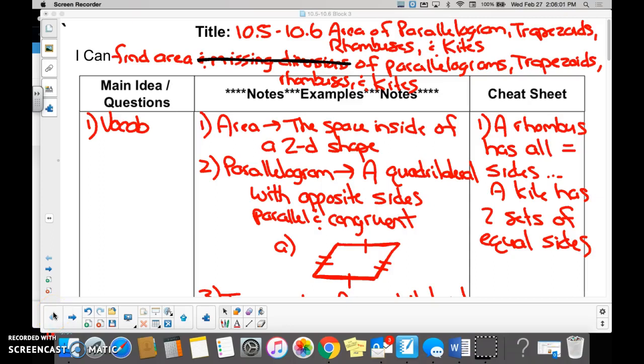10.5 to 10.6: area of parallelograms, trapezoids, rhombuses, and heights. I can find the area of parallelograms, trapezoids, rhombuses, and heights. Thank you, Manuel. Well done.